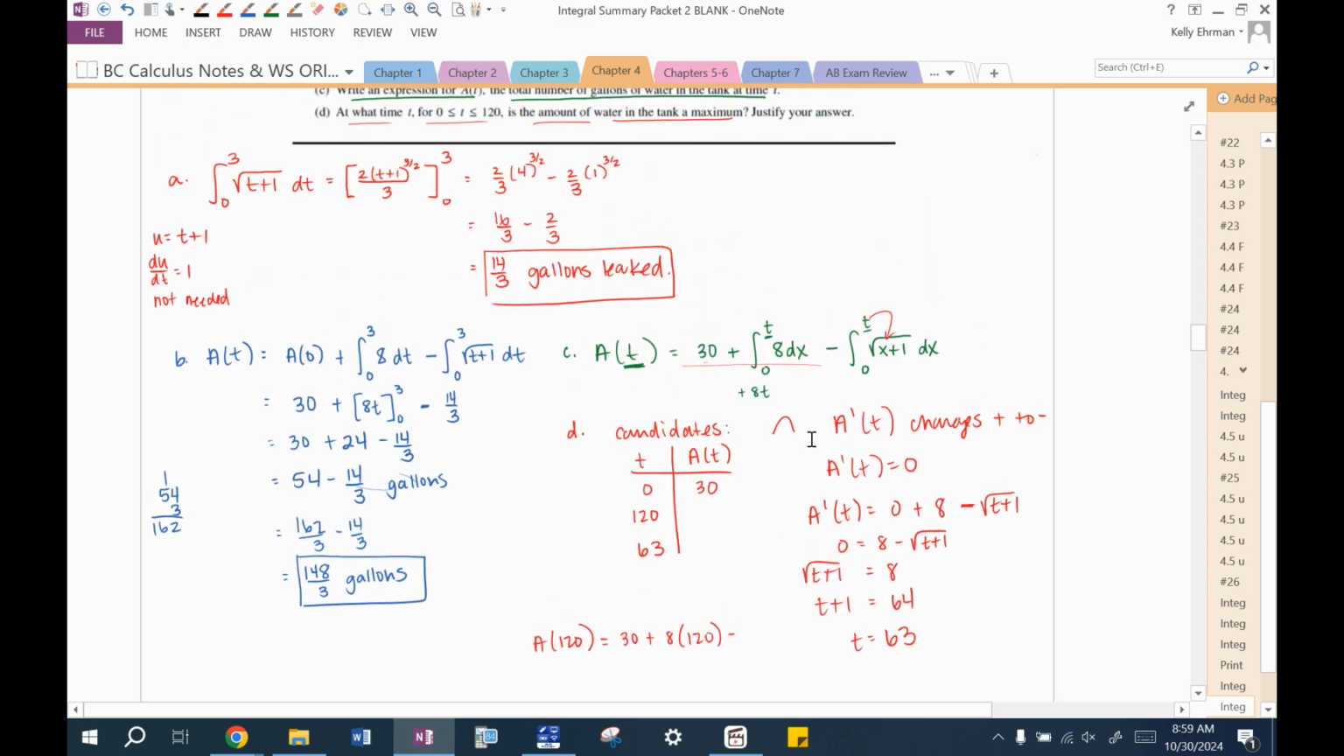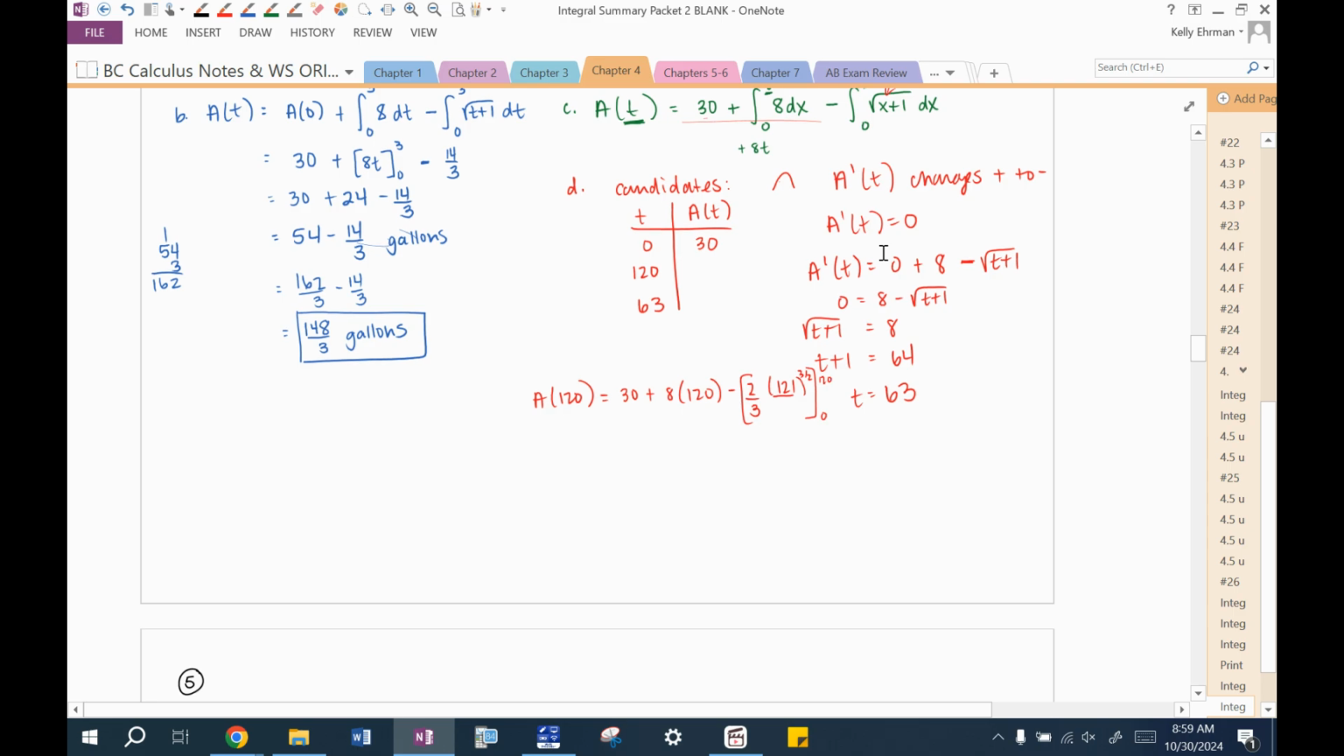This was 2/3 times 121 to the 3 halves. Oh, no, not over 3, sorry. To the 3 halves, and we're evaluating that from 120 to 0. That seems extreme, right? Okay, and then I'm going to finish that math later.